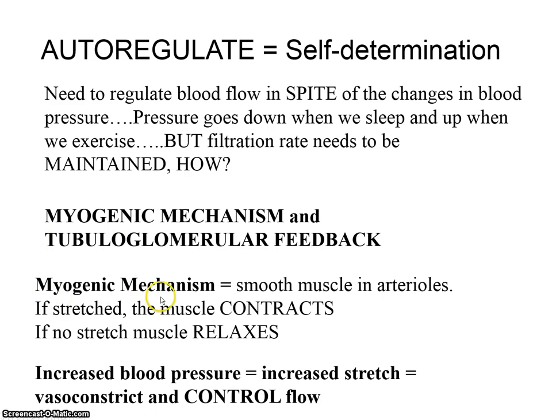So the myogenic mechanism is a smooth muscle in the arterioles, right? There we go, muscle. If stretched, so stretch receptors are sensing this change in pressure. So if pressure goes up, volume goes up, you're stretching the afferent arteriole, and the muscle automatically contracts. This is a reflex that actually occurs in a lot of places in the body, but here we're focusing on the kidney. So if stretched, the muscle contracts. If there is no stretch, the muscle is relaxed. All right? So here's our scenario. Increased blood pressure, increased stretch, you get vasoconstriction, controls flow. So you don't have more flow coming in with more pressure or more volume. You are keeping a constant flow.